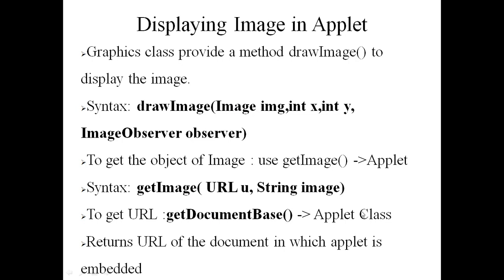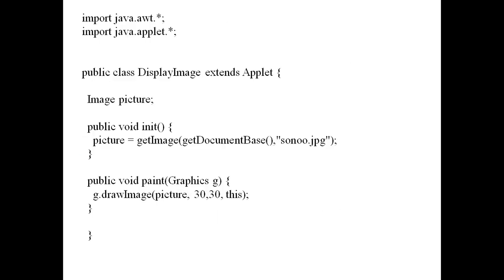Let's see an example of how to display an image in an applet. Now you have imported the applet package as well as the AWT package. I've defined the class public class DisplayImage, which extends Applet. In the public void init, I'm using the getImage method. Why am I using the getImage method? Because the drawImage method, which finally displays the image, accepts the image object as the first parameter. So I have to first get the image object. So I created Image picture, which is the object of the Image class.